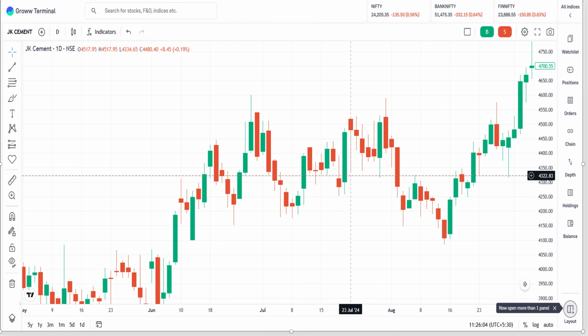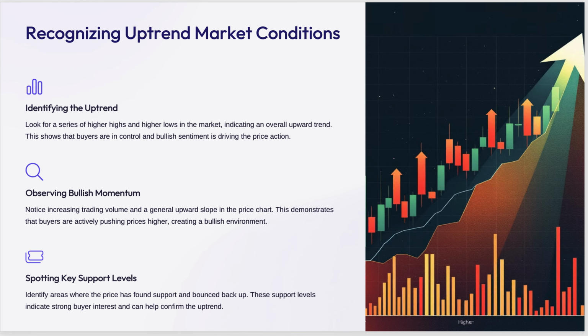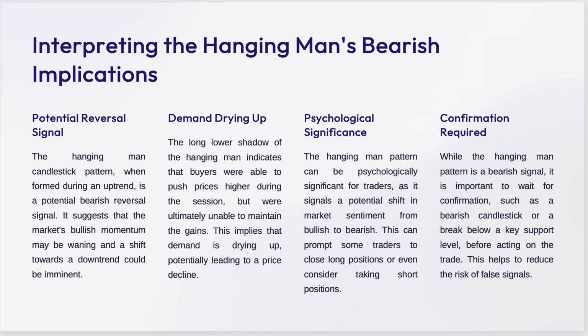And you have to make sure that stop losses are very immediate, so it will be very nice, you will not lose money. So recognizing uptrend markets is important. In a bullish market you will understand these things. Interpretation of hanging man: bearish signals, potential reversals, demand drying up for buying, psychological significance, confirmation. Psychological significance is something like market sentiment or results coming out, something has happened.